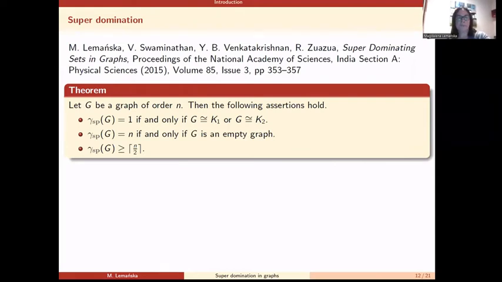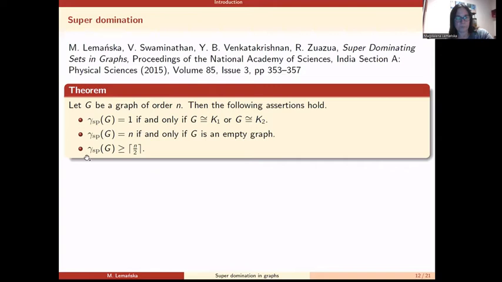In 2015 appeared the first work, the first publication about superdomination in graphs. We defined this kind of domination. Me with my friend Rita from Mexico and with two men from India, we published the first paper about superdominating sets. And in this paper, we put these basic properties. For example, that the superdomination number of a graph is equal to 1 if and only if G is a single vertex, or the graph K2. Superdomination number is equal to n if and only if G is an empty graph. Empty graph is just a graph which has only vertices without edges.